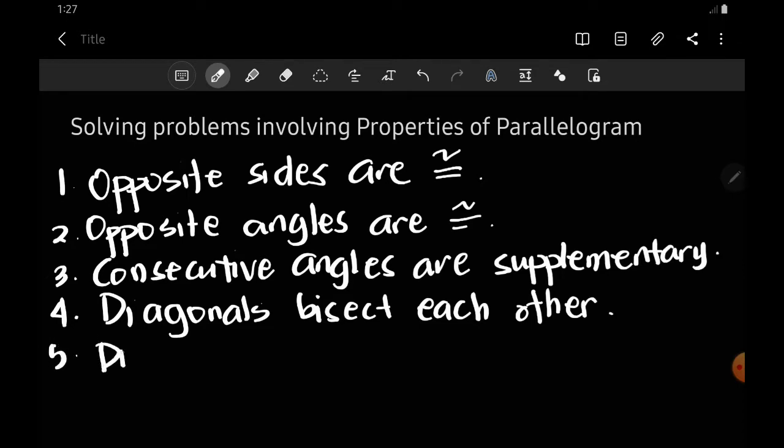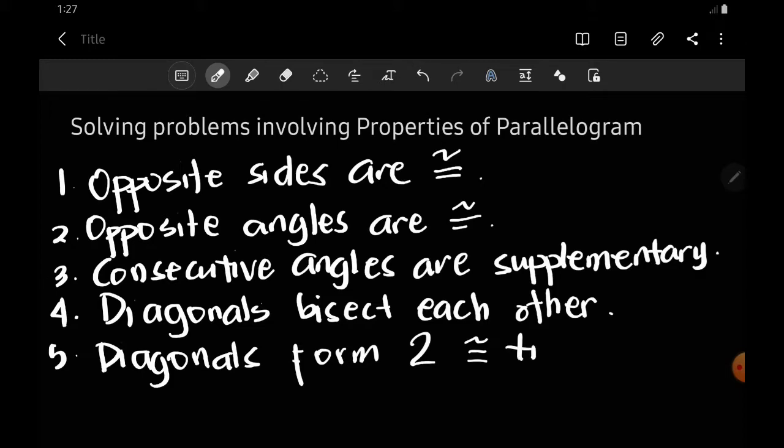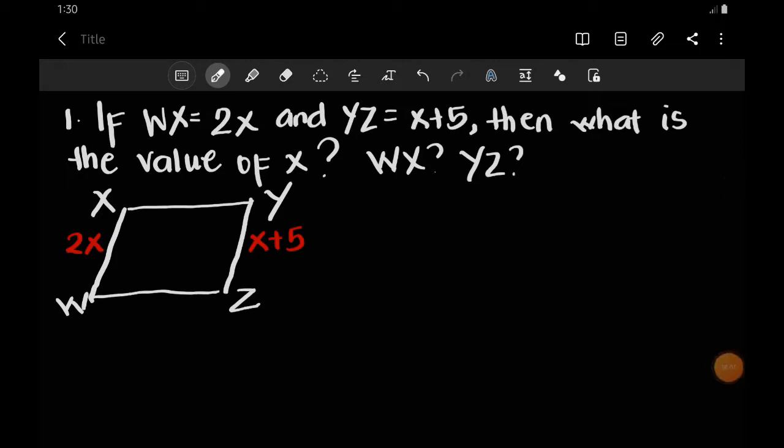And then last, diagonals form two congruent triangles. So those five properties, we are going to apply that in solving problems. Okay, so let us have example number 1.